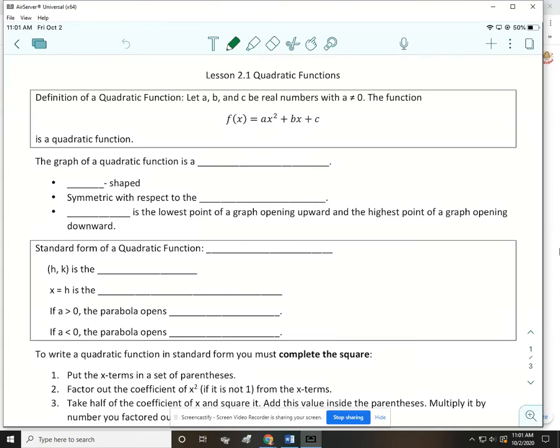Okay, this is going to be a 2-day note sheet. And this stuff, you guys kind of already went through the book and found, so we're going to go kind of quickly through it. But this is the definition of a quadratic function. And the graph of a quadratic function is a parabola. A parabola is U-shaped, symmetric with the axis of symmetry. The vertex is going to be the lowest point or the highest point on the graph.